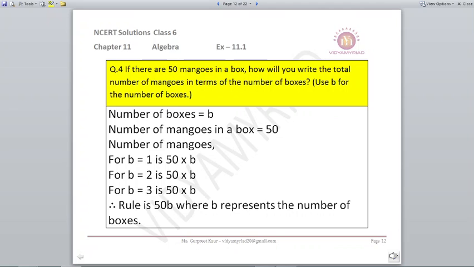Question number 4. If there are 50 mangoes in a box, how will you write the total number of mangoes in terms of the number of boxes using b as the number of boxes? So we are told the number of boxes as b. The number of mangoes in one box is 50. Now suppose the number of boxes is 3. So 50 will be multiplied by 3, 150 mangoes. Suppose the number of boxes is 4. So 50 will be multiplied by 4, 200 mangoes. So what am I doing? The rule is 50b.